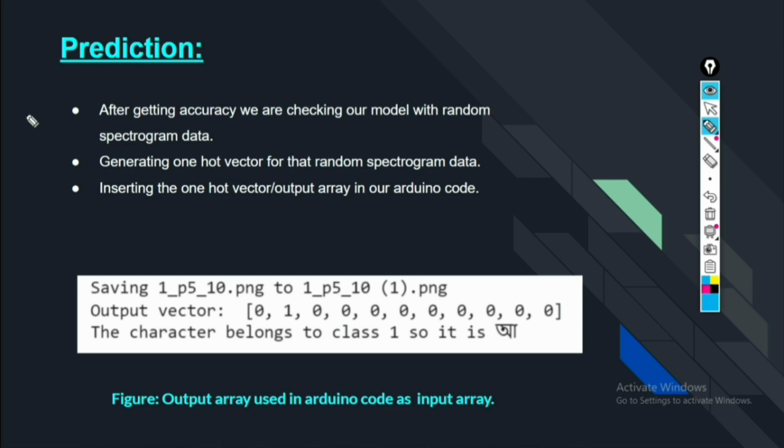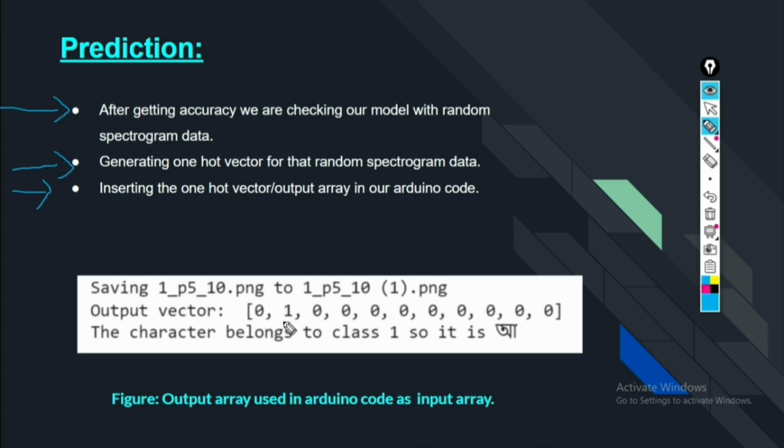So after getting accuracy, we are mainly checking our model by inserting random spectrogram data in our prediction file. This random spectrogram data belongs to a Bangla vowel. Then it is giving a one hot vector or output array after detecting the character successfully. In that array, only one index value will be 1 and all other values will be 0.